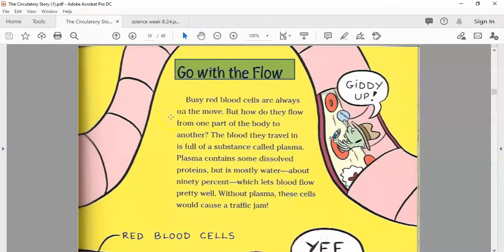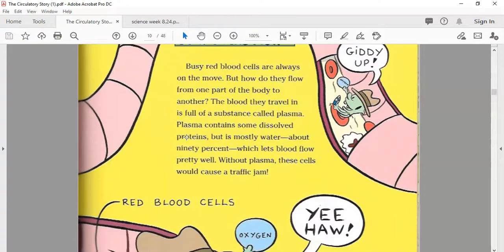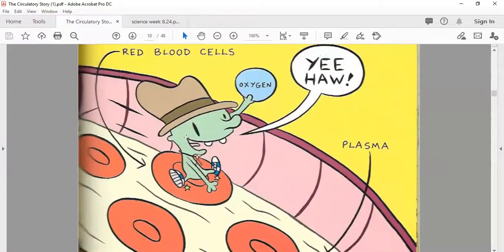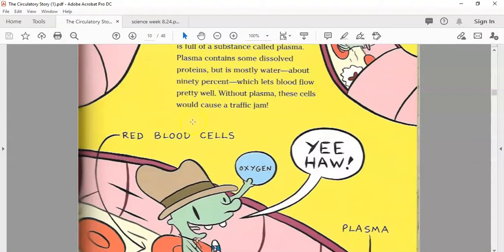So I know this section is about plasma. Okay, what about it? What is so important about plasma? Why do we need plasma, boys and girls? It lets the red blood cells travel without any jams. Good. Let's go ahead and go back to our composition book and write that.